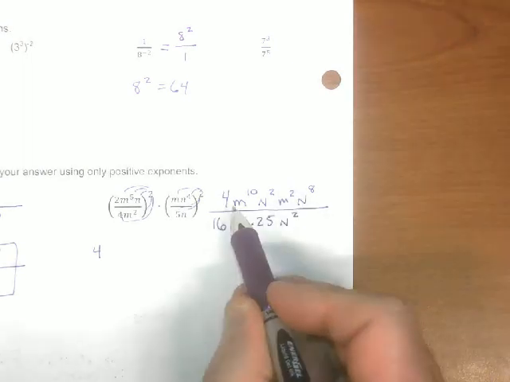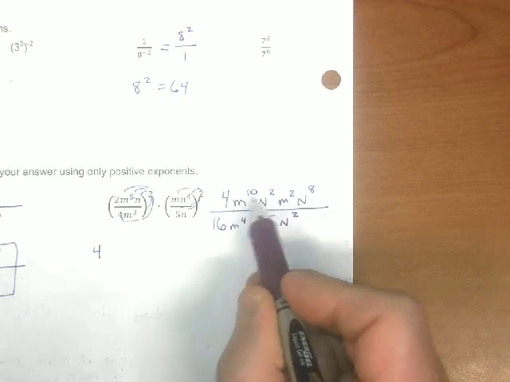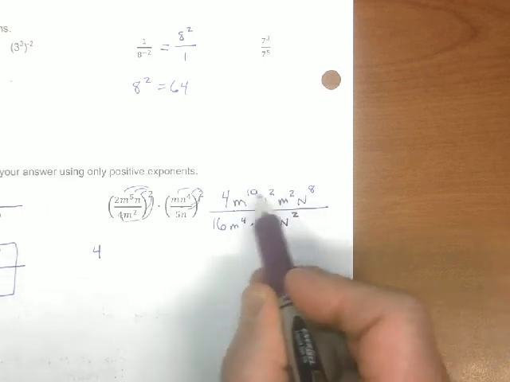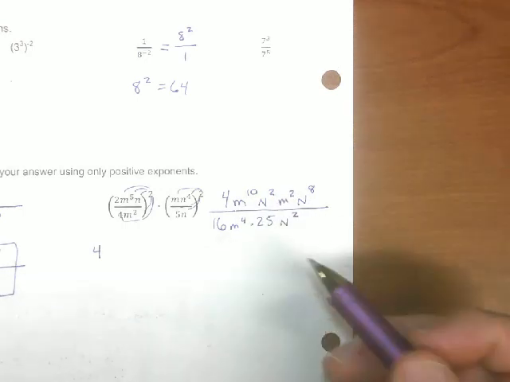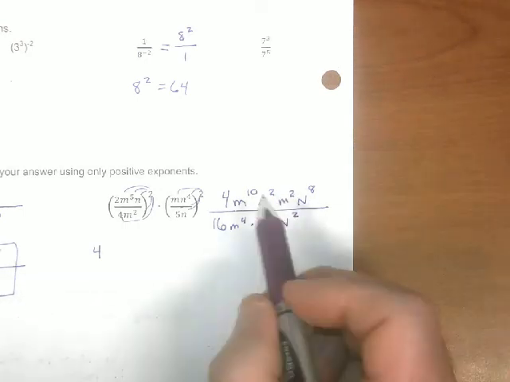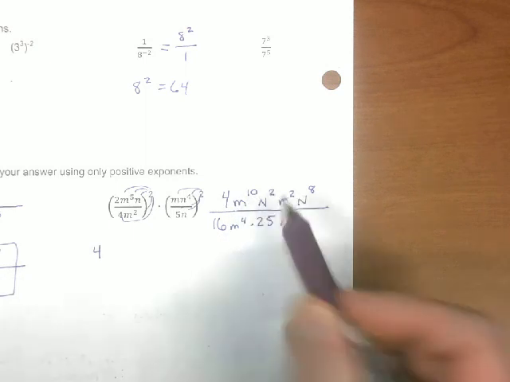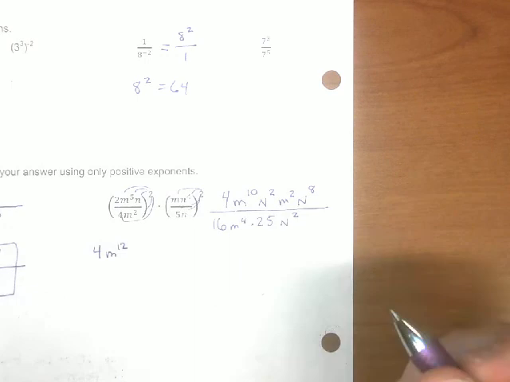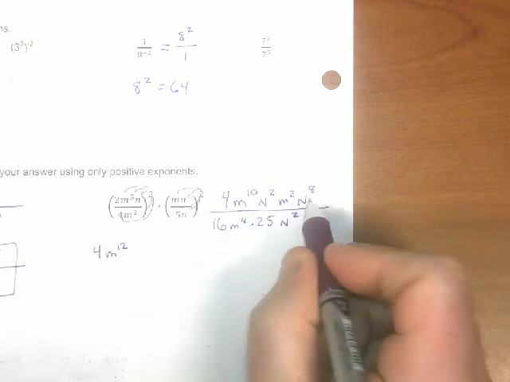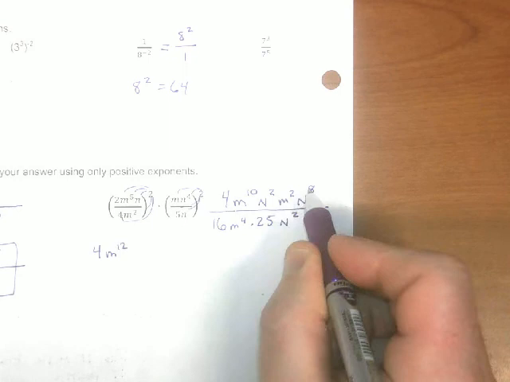So I still have a 4 on the top. I'm going to combine my like terms on the top. That's what I'm going to clean up next. So I have M to the 10th and an M to the 2nd. So remember, we multiply when we do that. When we're multiplying, we add the exponents. It's not a power to a power, so we're not multiplying the powers. We are multiplying, yes, but the powers we just add. So that will become M to the 12th.